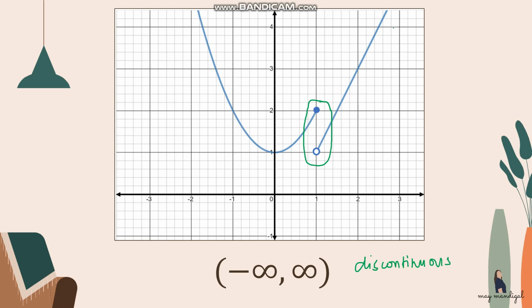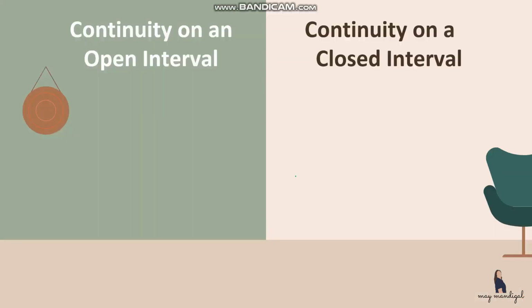Because you cannot graph it or trace it without lifting your pen from negative infinity going to positive infinity, because we have to cross this gap right here. So our function is discontinuous on the interval negative infinity to positive infinity. If we are given the function and we have to determine if it's continuous or not, these are the two things that we have to remember.